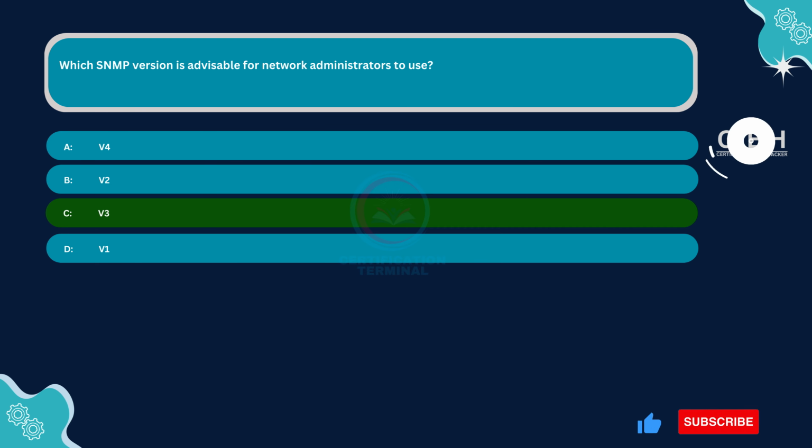SNMP version 3 is the most secure and advisable choice for network administrators. It introduces security enhancements such as authentication, encryption, and access control, addressing the security weaknesses present in SNMP version 1 and 2. These features provide improved protection against unauthorized access, data tampering, and eavesdropping, making SNMP version 3 the preferred choice for network administrators in most scenarios.